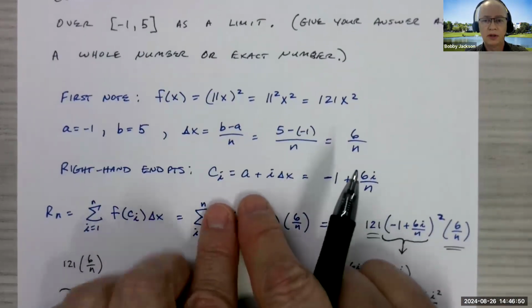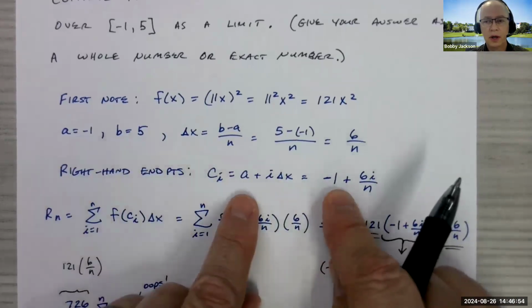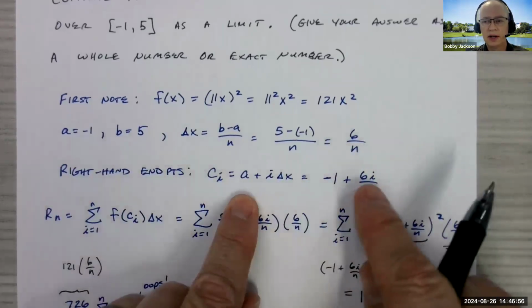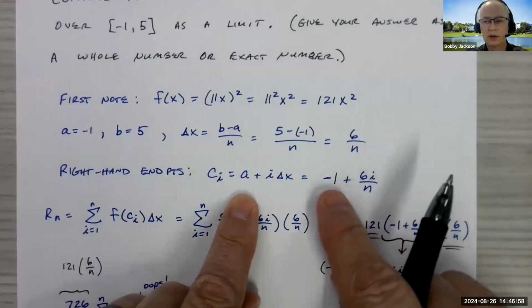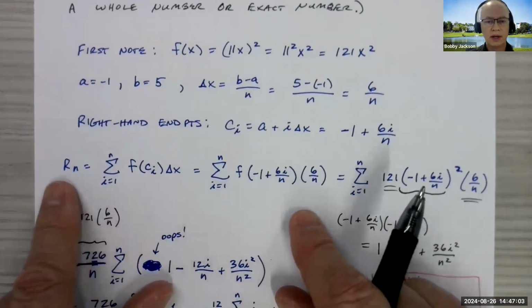My right-hand endpoints are a plus i delta x. A, again, is -1, and delta x is 6 over n, so i times 6 over n gives me 6i over n. So -1 plus 6i over n. That's the c sub i. So remember our right-hand sum.